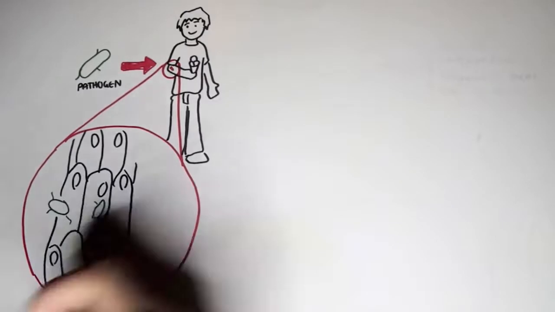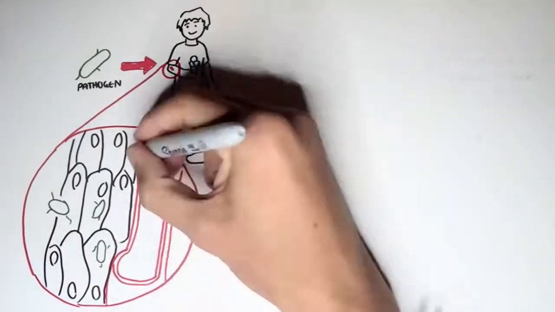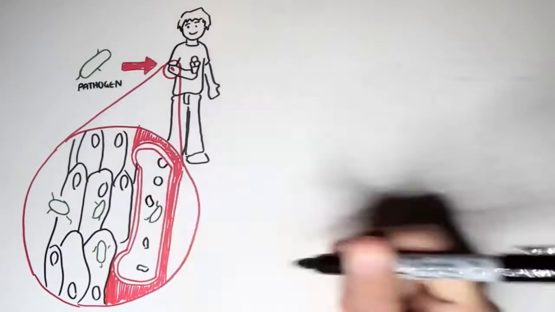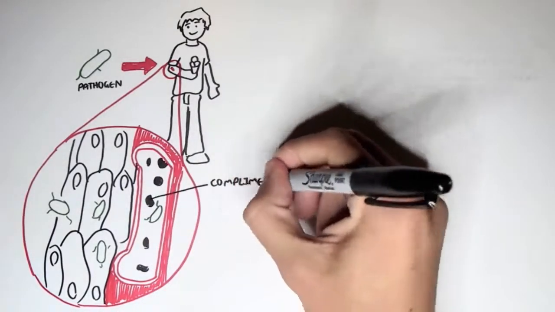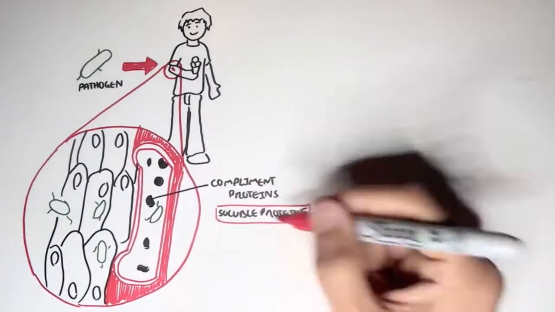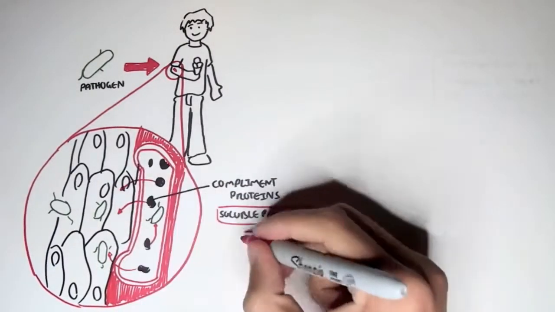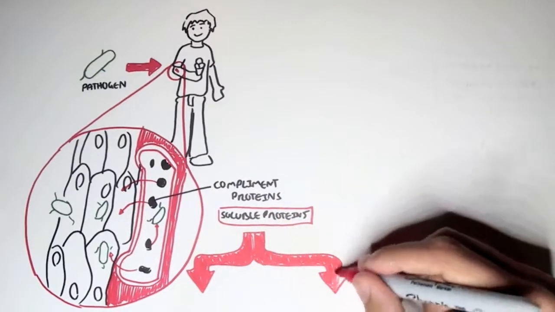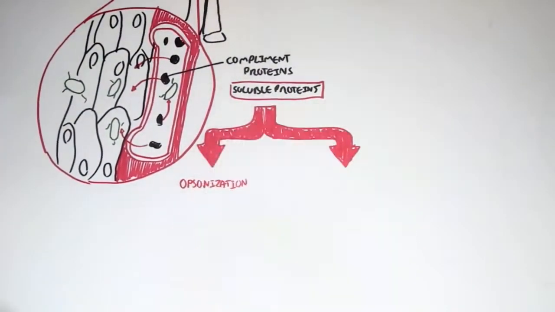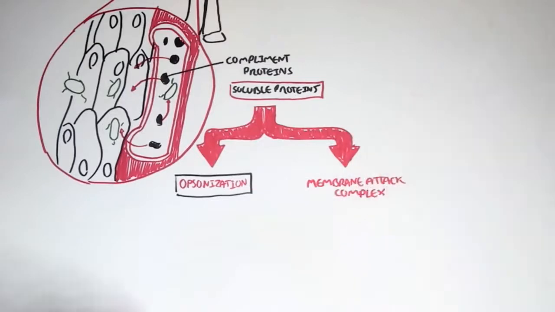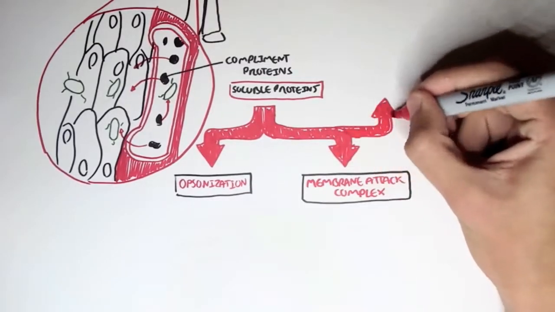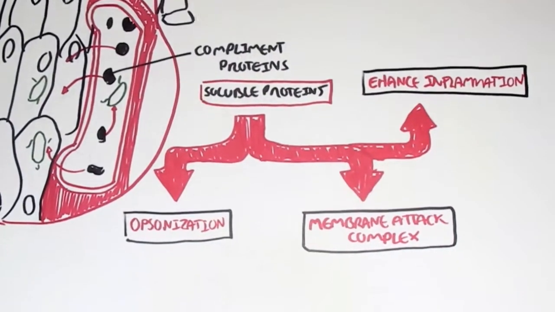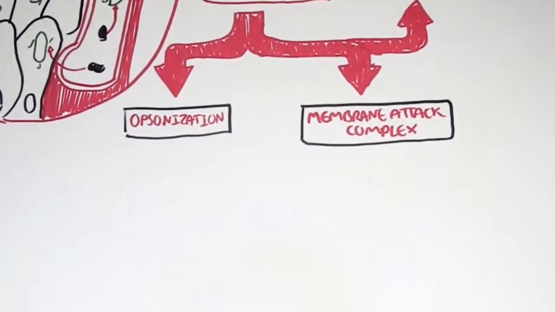Now, when the pathogen successfully infiltrates our body, we have complement proteins in the bloodstream, the blood vessels. And these complement proteins are part of the innate immune system. And they're in the bloodstream because they're soluble proteins. And what these complement proteins do, they do a few things, including performing opsonization, making a membrane attack complex, and they also enhance inflammation. Overall, the complement proteins aim at destroying the invading pathogen.